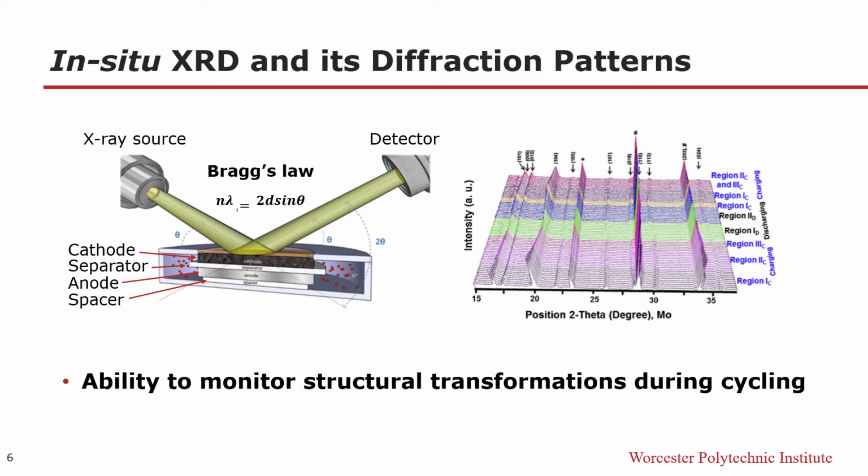In-situ XRD is a proven technique for the study of structural changes in oxide cathode materials, including lithium-rich cathode materials. The uniqueness of in-situ XRD when applied to LIBs is the ability to monitor in real time the structural transformations, changes in lattice parameters, and phase composition during electrochemical charge-discharge experiments.